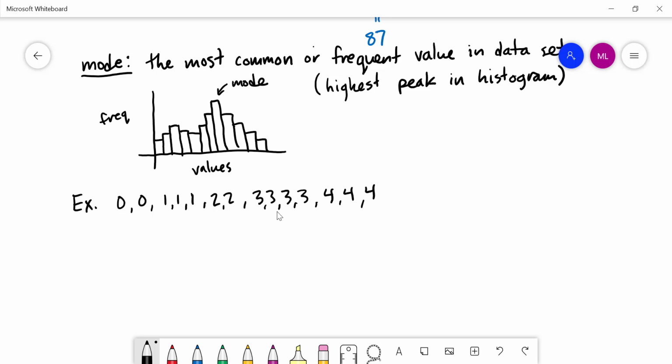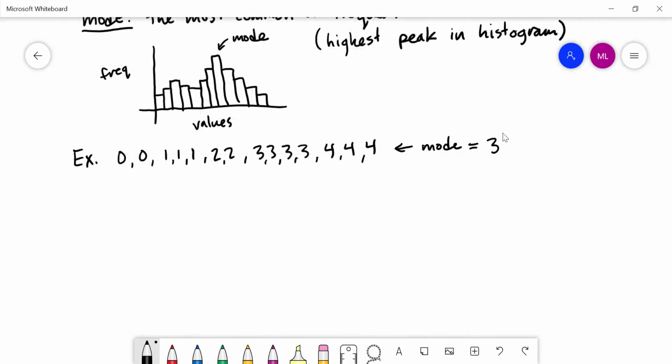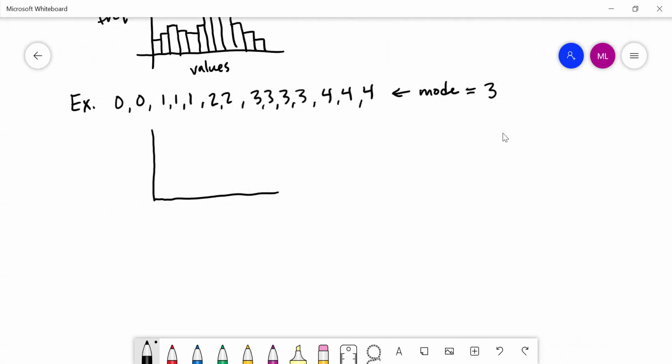I've already ordered them so it's easier to spot when they're all grouped together like this. And it looks like 3 occurs more than any other number. So in this case, the mode, and again, there's no special symbol for this, the mode is going to be the number 3. And we would see that very clearly if we tried to graph these in some sort of histogram. Or a bar graph.